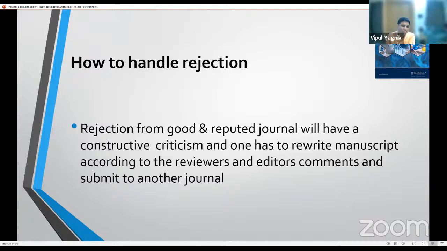Rejection from a good journal includes constructive criticism, and you have to follow the reviewer comments, and according to the reviewer comments you can revise your article and submit it to another journal. Once you follow the reviewer comments, there is a likely chance that your article can be accepted, or your article can be advised minor revision or major revision and the next journal can accept.